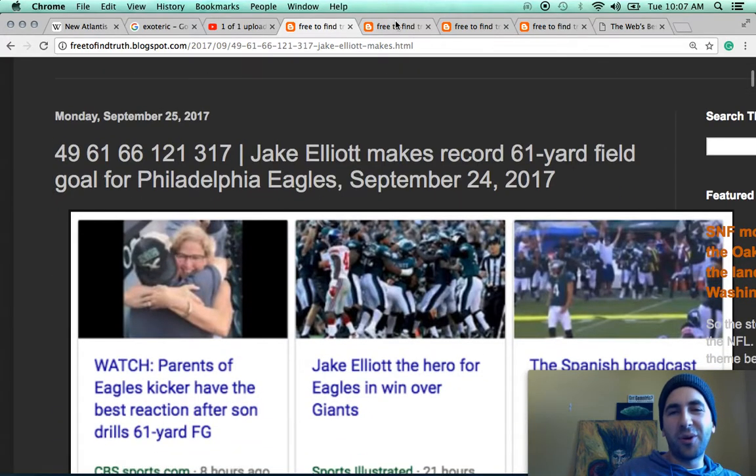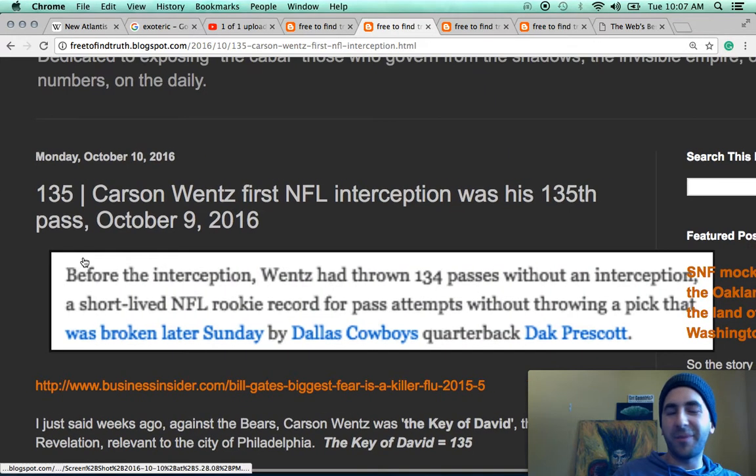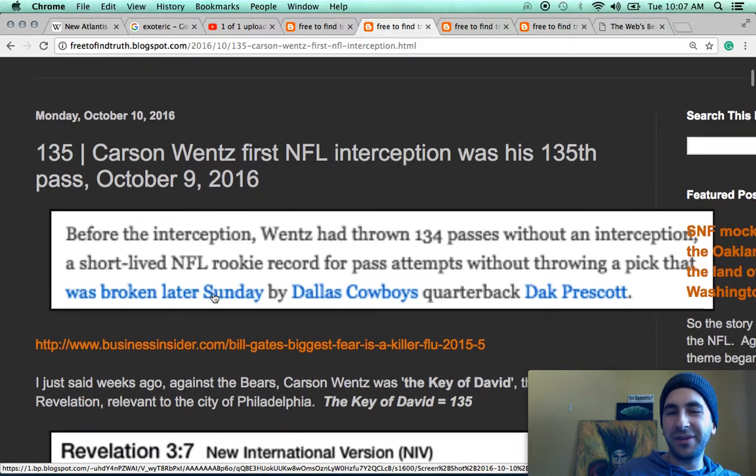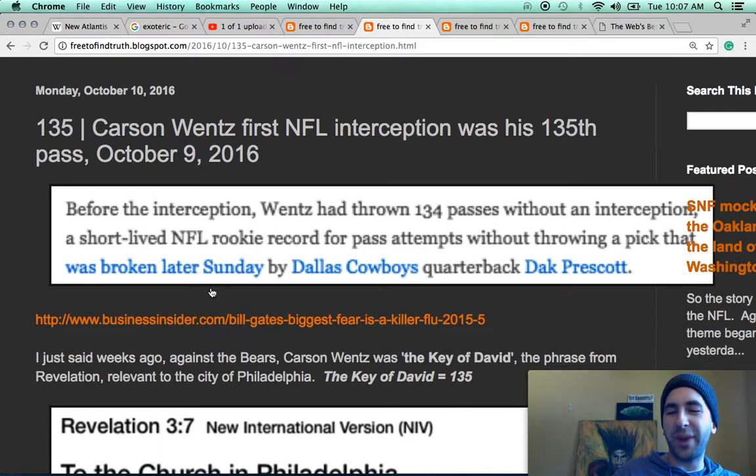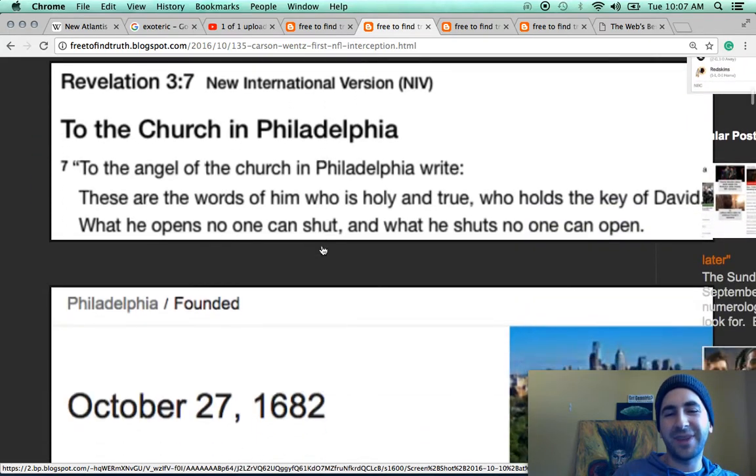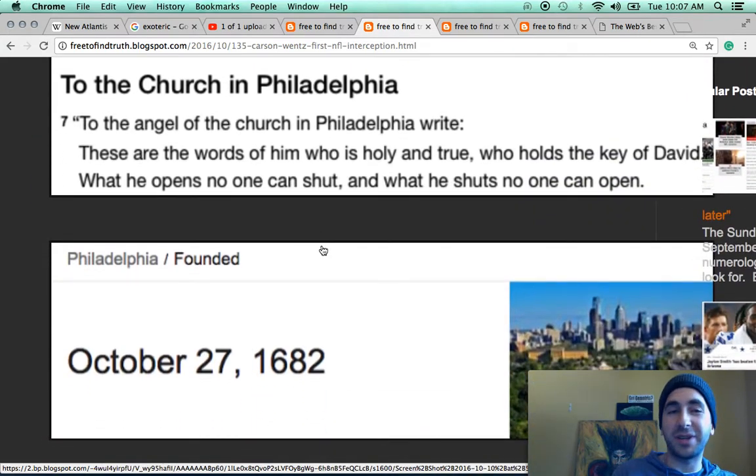Okay, for a little bit more, maybe you're not convinced somehow yet. Remember last year, Carson Wentz, your rookie? His first interception came on his 135th pass. Before the interception, Wentz had thrown 134 passes without an interception, a short-lived NFL rookie record. So look at this. His 135th pass is what was intercepted.